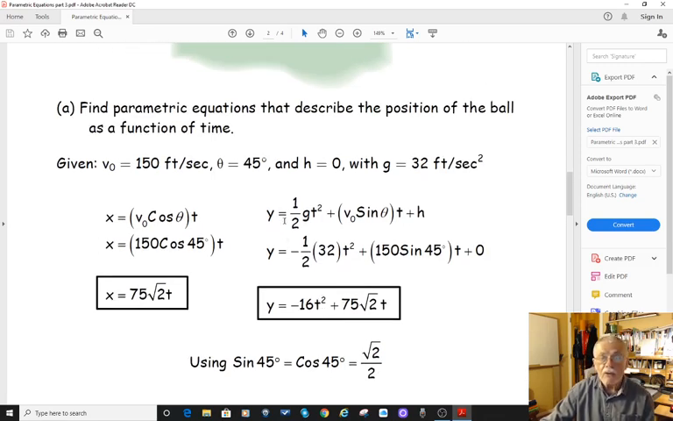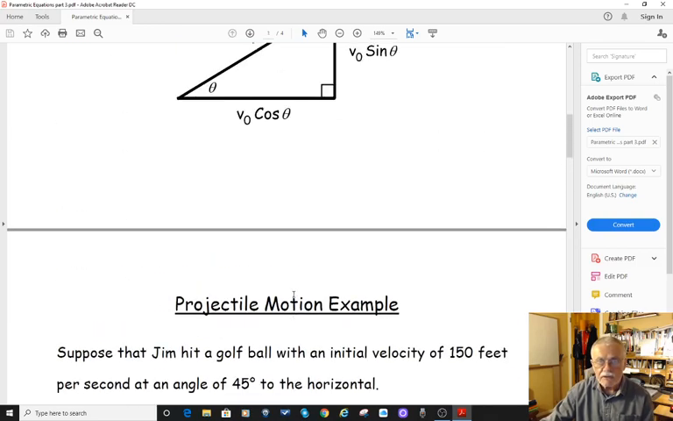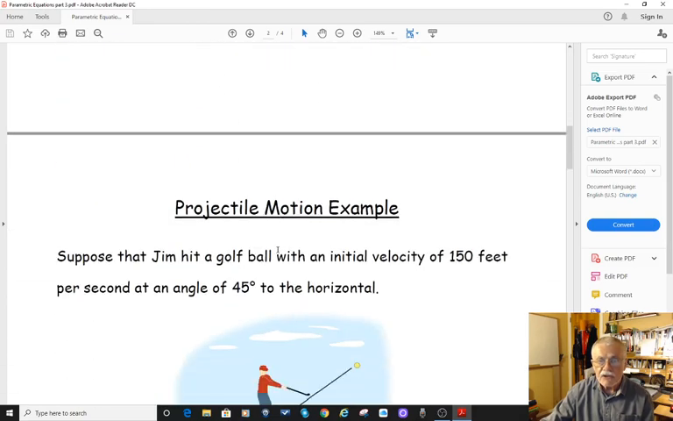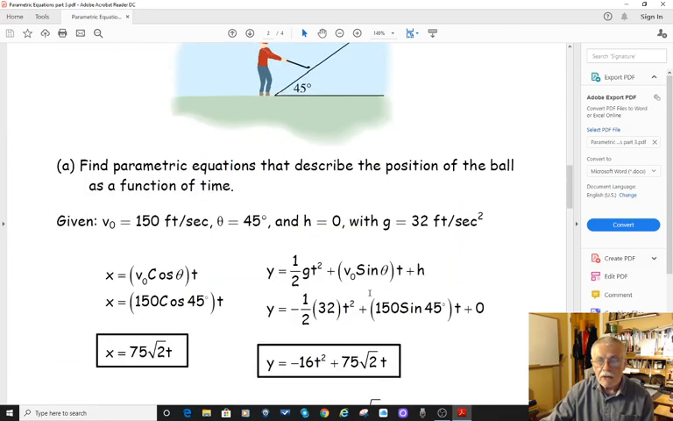Okay, so let's work with our formula for the y value. I should have had a negative here, but I'm going to put that in when I upload this, so make sure that's there. We have three parts: negative 1/2 g t squared plus v0 sine theta t plus h. So, okay, let's put the numbers in. g is 32, the acceleration due to gravity on planet Earth.